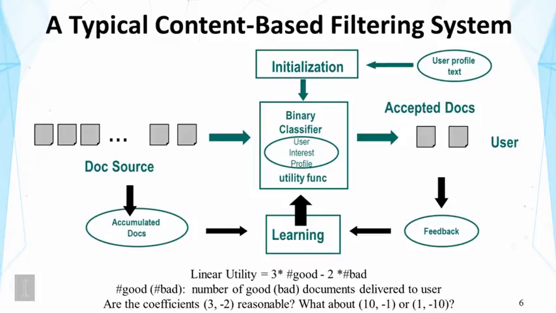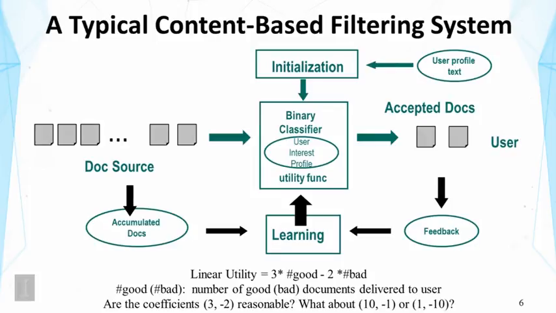So what do you think? Do you think that's a reasonable choice? What about the other choices? So for example, we can have 10 and a -1, or 1 and -10. What's the difference? What do you think? How would this utility function affect the system's threshold decision? You can think of these two extreme cases, 10 and -1 versus 1 and -10. Which one do you think would encourage the system to over-deliver? And which one would encourage the system to be conservative?